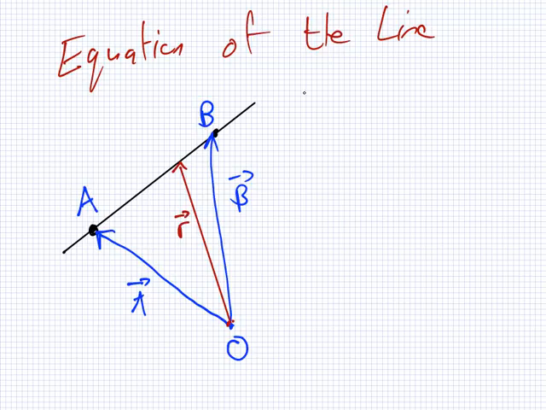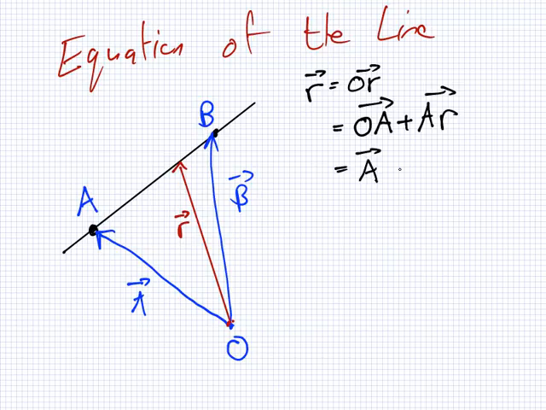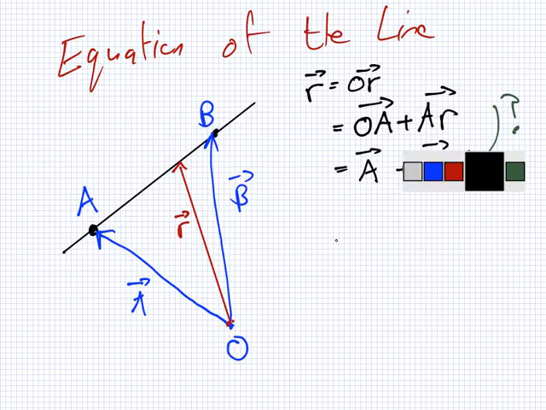So I'm looking for OR, which means I'm looking for OA plus AR, which means I'm looking for A plus AR. Now if I'm looking for OR, I don't want to use OR in my formula. So does anyone have an idea on how I could replace this? A plus AR. What is AR?